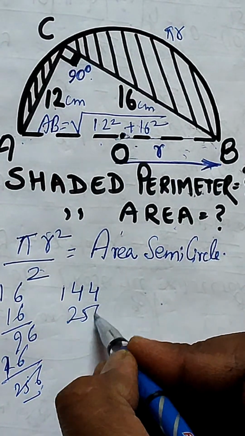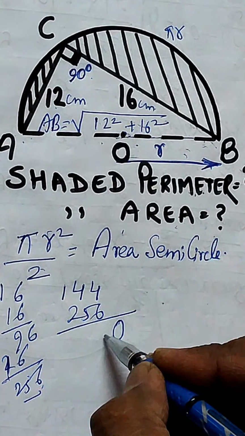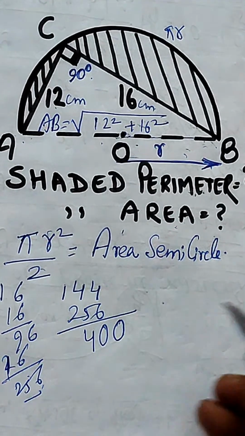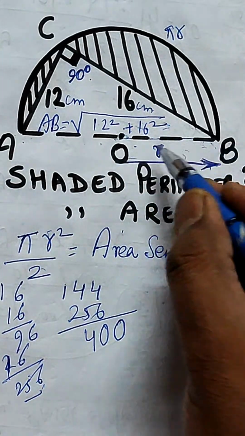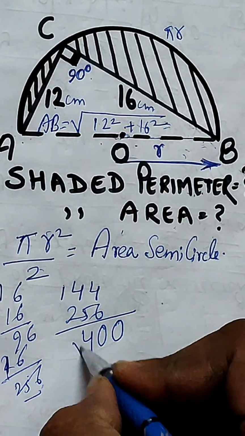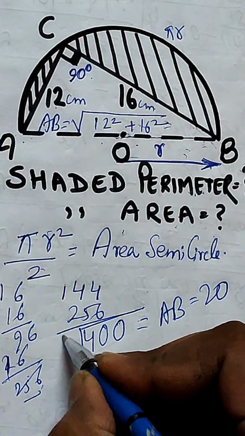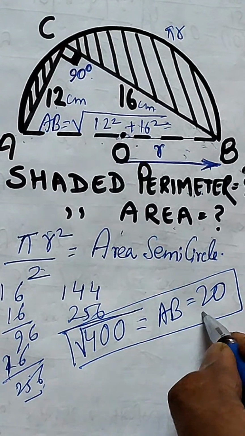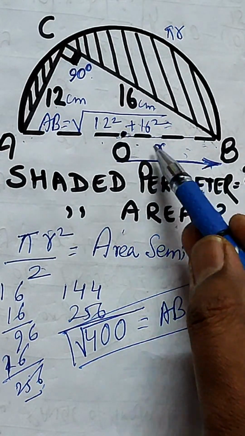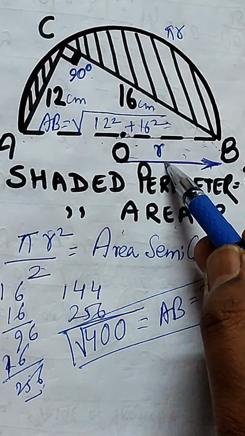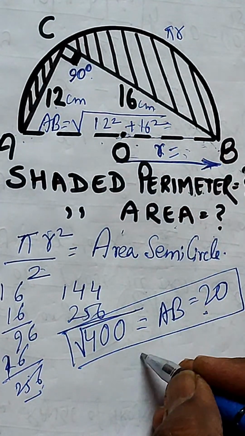So 256 plus 144 will be 400. So root over 400 is the length of AB, which will be 20. If AB is 20, then the radius of this semicircle is 20 divided by 2, because you know that radius is diameter by 2. So this is 20 divided by 2.